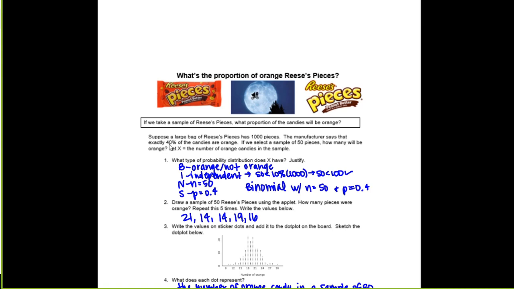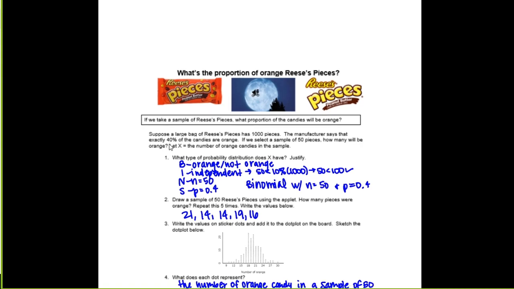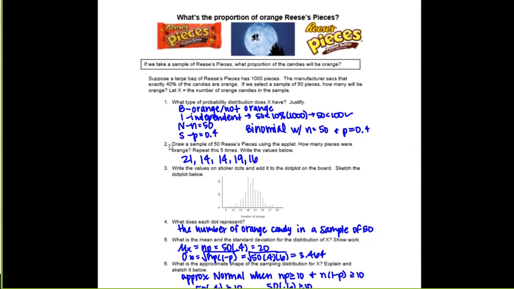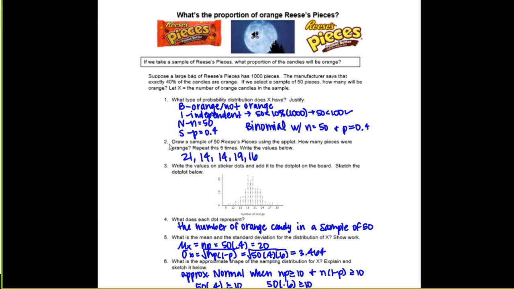All right, so let's start at the beginning. What type of probability do we have? We have checked our bins: binomial or binary, independent. Our sample size is 50, and our proportion, probability of success, is 0.4. And so it's a binomial distribution.